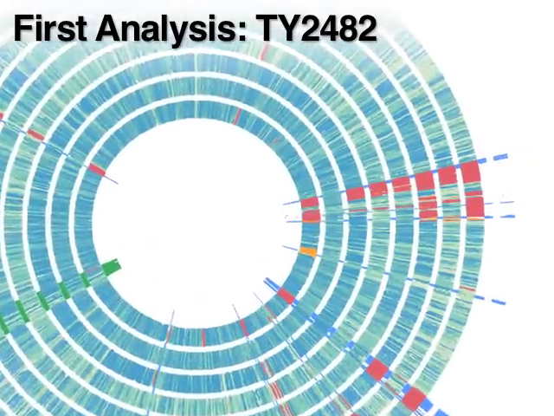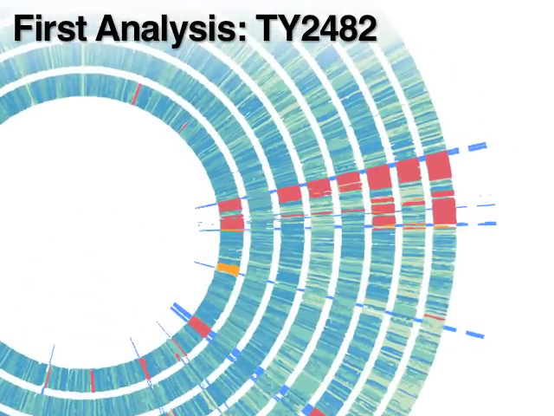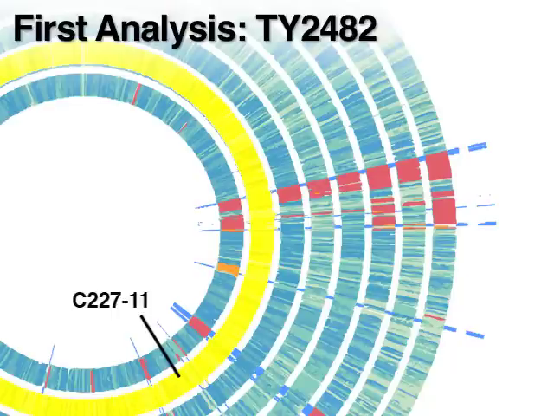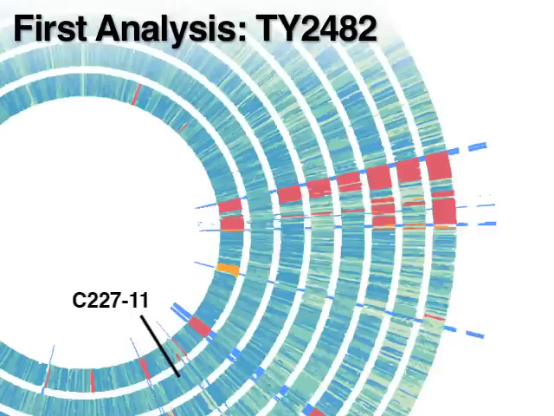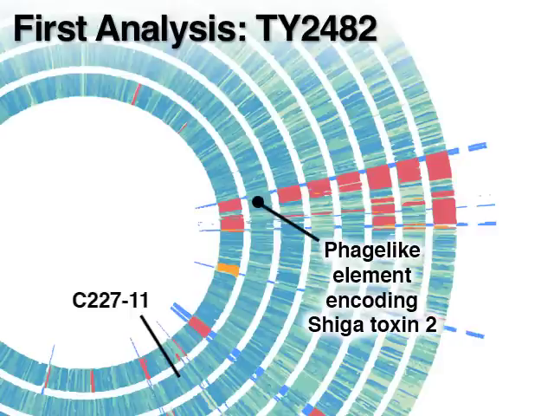Comparing the patterns across the genomes divulges regions specific to C227-11 that may contain genes pertinent to the pathology. For example, it is clear that the phage-like element containing the genes encoding HUS-causing Shiga-toxin 2 is common to C227-11 and TY2482, but is absent in the genomes of the other 7 comparator strains.